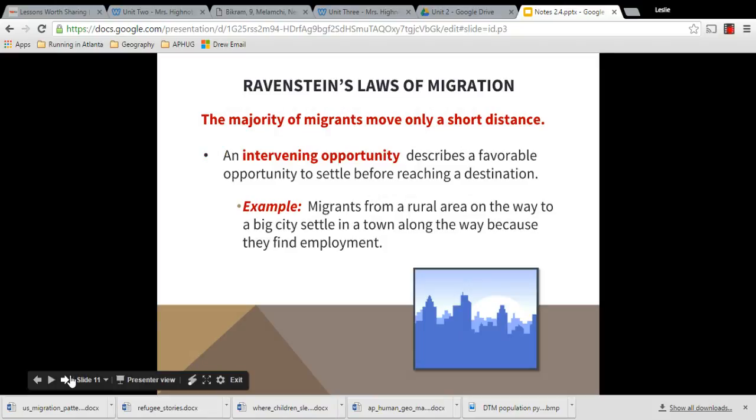The majority of migrants only move a short distance. One of the reasons for this is something known as an intervening opportunity. An intervening opportunity describes a favorable opportunity to settle before reaching a destination. An example, migrants from a rural area on the way to a big city settle in a town along the way because they find employment and the conditions are just favorable.